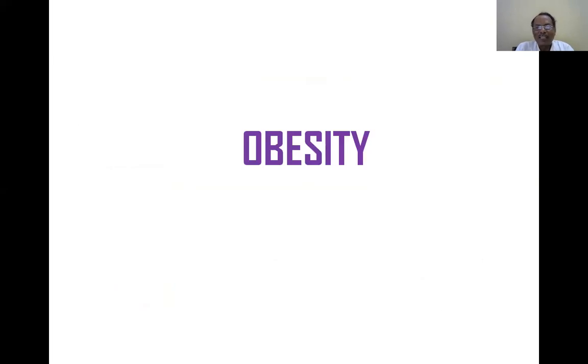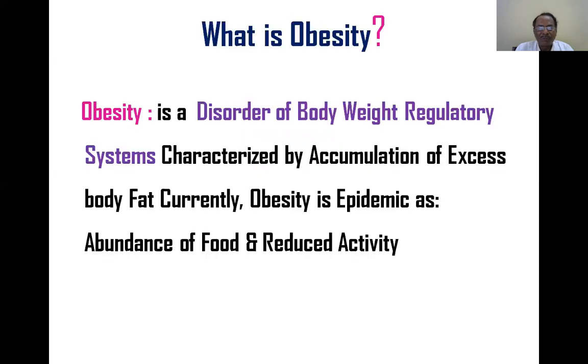Now obesity, in contrast, is a deposition of fat in the body in excess. So that is important. Deposition of fat in the body in excess, mainly in the adipose tissues. It is a disorder of body weight regulatory systems characterized by accumulation of excess body fat. Currently, obesity is an epidemic because abundance of food is available and physical activity is reduced in the human population. That's why it is going in an epidemic form.